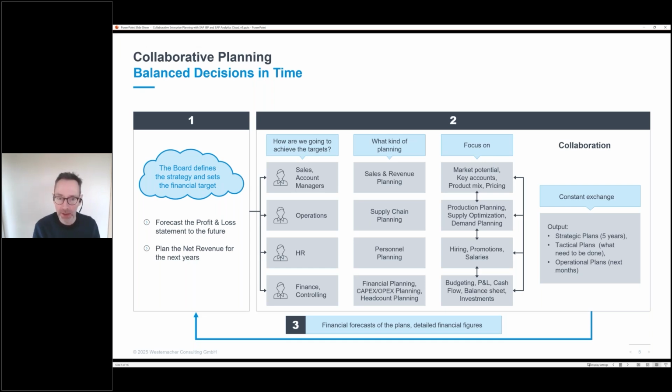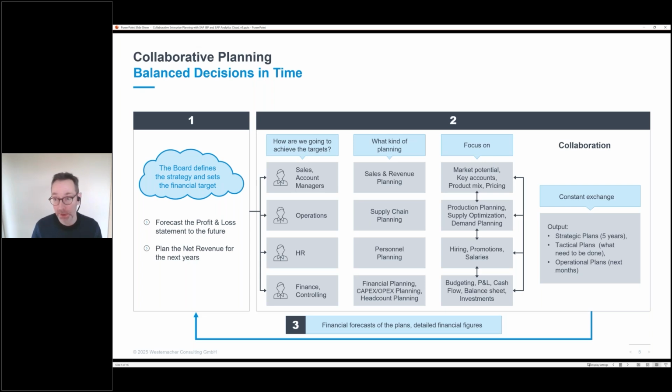We've also got operations. Here we've got supply chain planning: what do we need to produce? What's the most economic way to produce it? Because we live in a world of limitations, we might not be able to meet our demand. So how do we optimize what we're doing? We've also got human resources, because every company employs people. Do we have the right people?